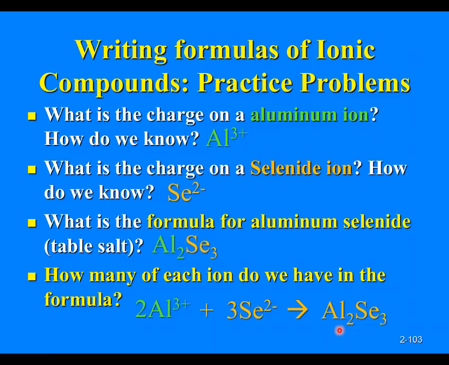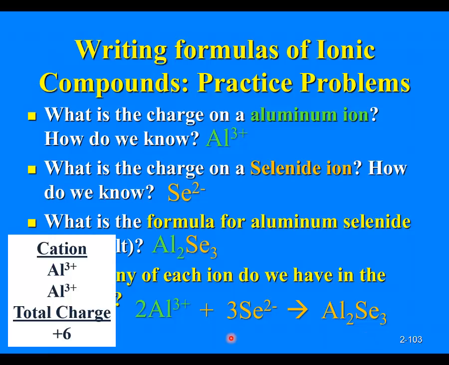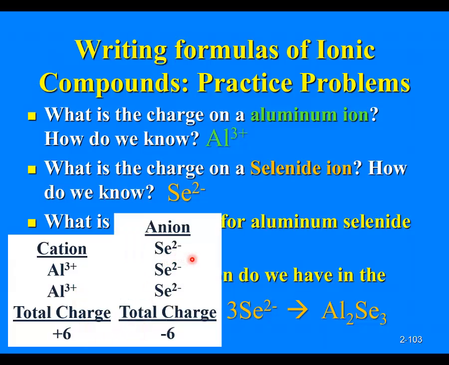We'd have to have 2 aluminums and 3 selenides to add up to an overall net charge of 0, and then we wouldn't write a charge on the formula. The other way we can look at that is with the tables I've shown you. If I have 2 aluminum cations with a 3+ charge each, the overall charge adds up to +6. If I have 3 selenide ions with a 2- charge each, we could add those up: 2-, 4-, 6- for all the selenide ions, so I get a -6 charge.